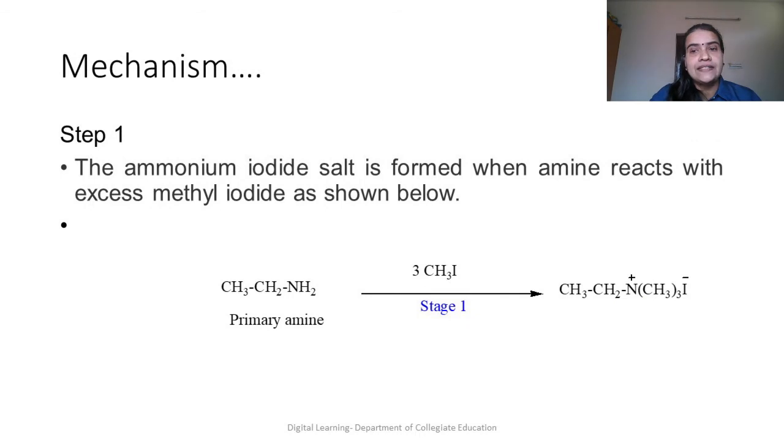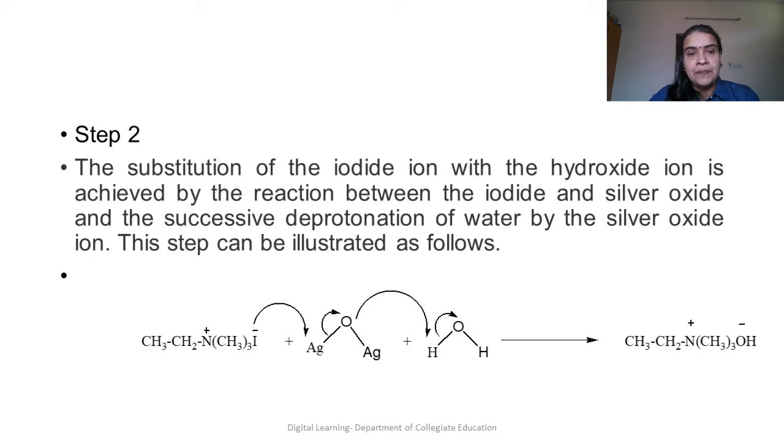We'll see how the mechanism will be. It takes 3 steps in the entire mechanism. In the first step, the ammonium iodide salt is formed when amine reacts with excess methyl iodide as shown below. Here, primary amine, that is CH3CH2NH2, ethyl amine, is reacting with methyl iodide to form a quaternary ammonium iodide. In the second step, the substitution of the iodide ion with the hydroxide ion is achieved by the reaction between the iodide and silver oxide and the successive deprotonation of water by the silver oxide ion.